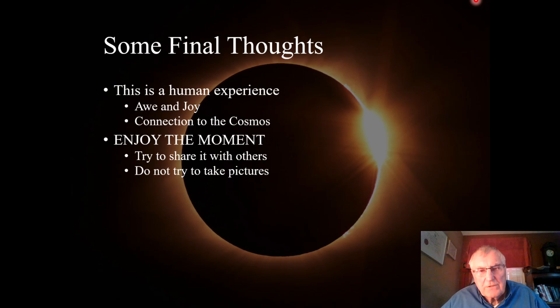Don't try to take pictures. There'll be lots of pictures available. If you're fiddling with your camera trying to do this, you're going to miss the whole thing. Just enjoy the moment. Get real Zen, all become Buddhists, okay? And live in the moment.